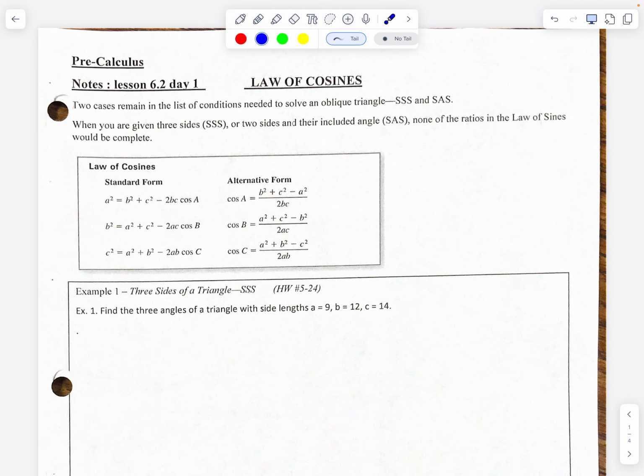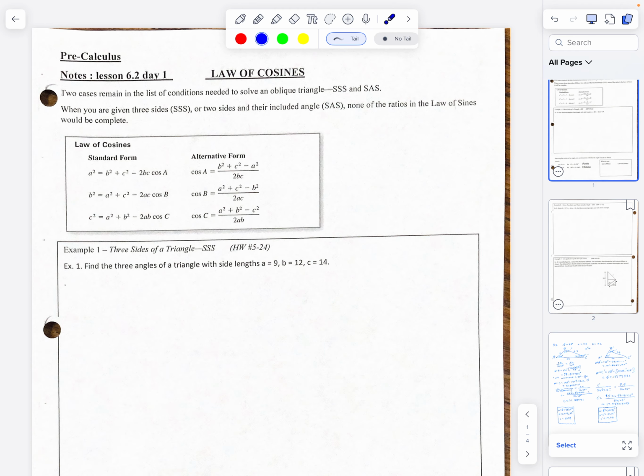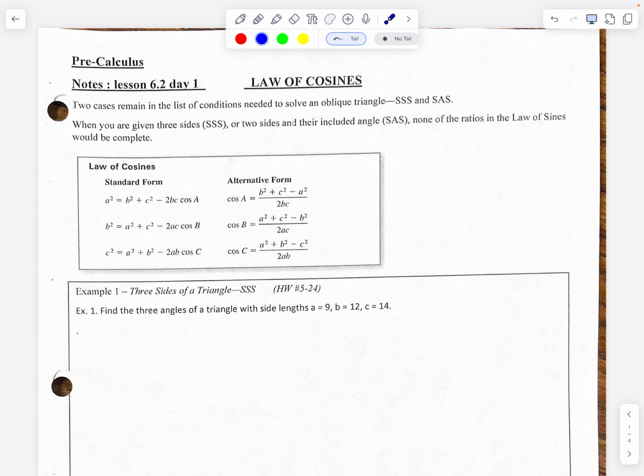Sides, then I'm going to use the alternative form. But these all just come from rearranging the standard form. That's all I'm saying. So you can start with either one and get there.